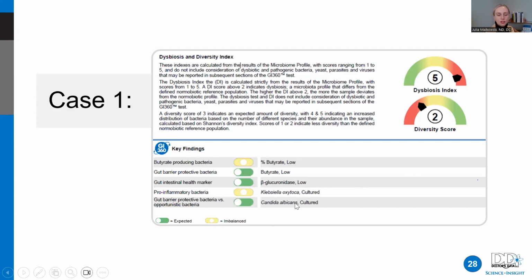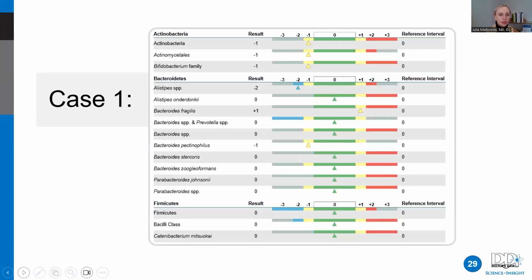So go ahead and address this and treat these, and hopefully the patient's symptoms will improve. Let's take a look at the detailed findings. The detailed findings here for the actinobacteria, the Bacteroidetes and Firmicutes, again, this information is computed and summarized on the first page, but we can see the actinobacteria, actinomycetes, bifidobacterium, these are all very low.